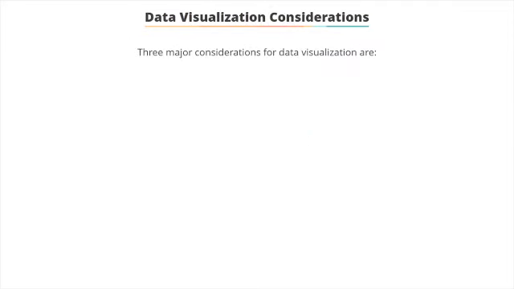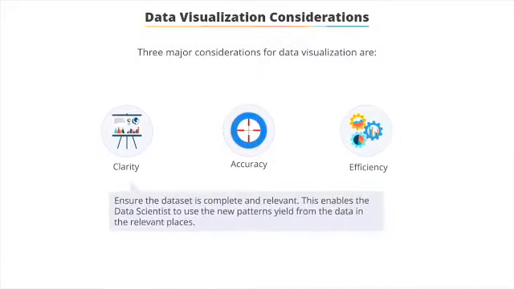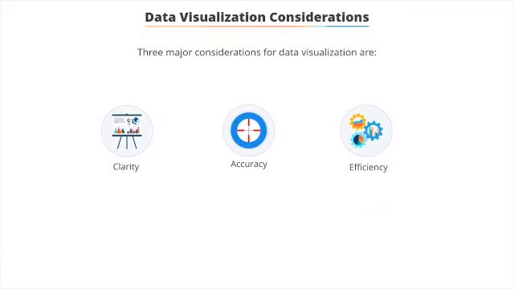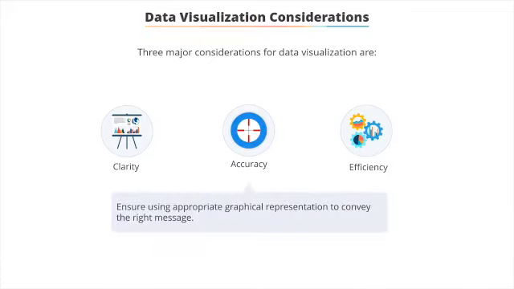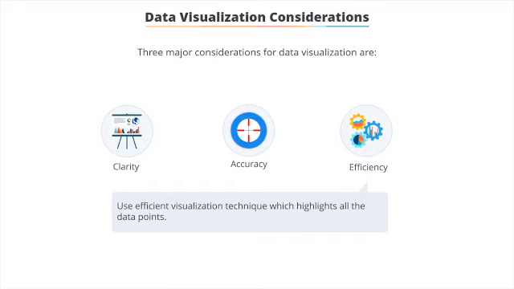There are three major considerations for data visualization. They are clarity, accuracy, and efficiency. First, ensure the data set is complete and relevant. This enables the data scientist to use the new patterns yielded from the data in the relevant places. Second, ensure using appropriate graphical representation to convey the right message. Third, use efficient visualization technique, which highlights all the data points.